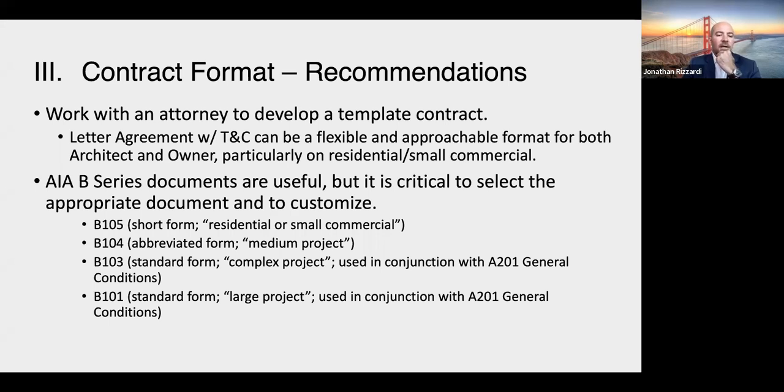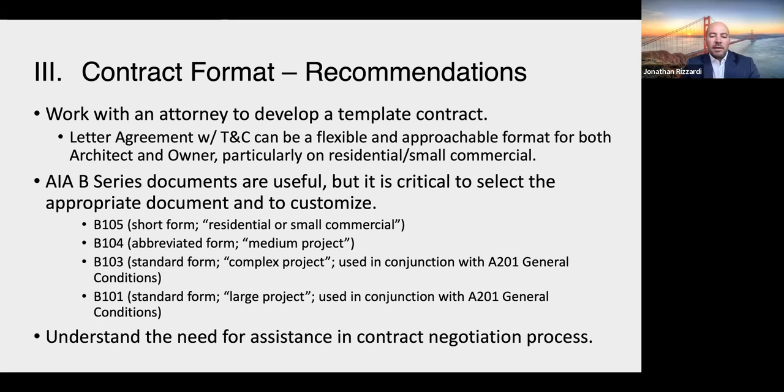And just understanding that going from the B104 to the B103 or B101 is a big leap, because not only is the contract getting more complex, but you're starting to incorporate those A201 general conditions. And that's another 30 pages of contract documentation that needs to be looked at. So just keep in mind that you've got to select the right AIA if that's the route you're going to go.